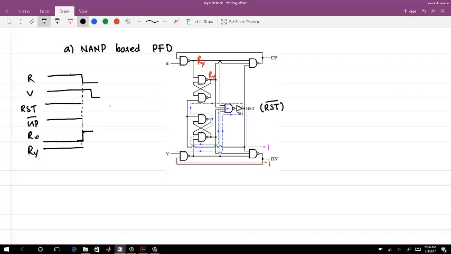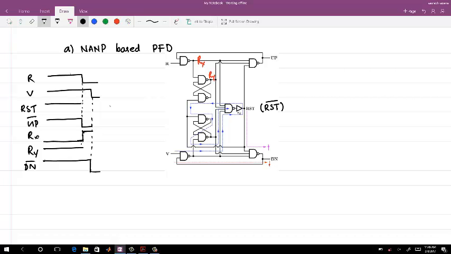Okay, you see that transition, right? And so this will remain as such. Now when V goes low, because this is all falling edge active, when V goes low and down bar goes low here. Okay, so down bar goes low, then what happens?